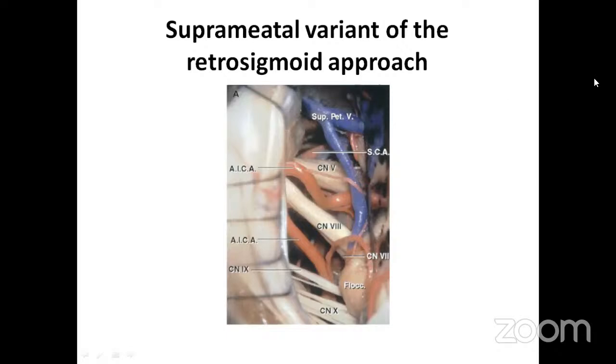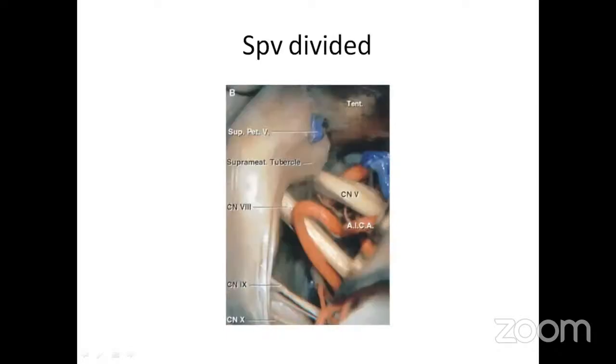In the next diagram, this superior petrosal vein has been divided, and now we can see the suprameatal tubercle. This suprameatal tubercle lies above the porus of the internal acoustic meatus through which the 8th and 7th cranial nerves are entering. Above is the suprameatal tubercle and it is lateral to the trigeminal nerve.